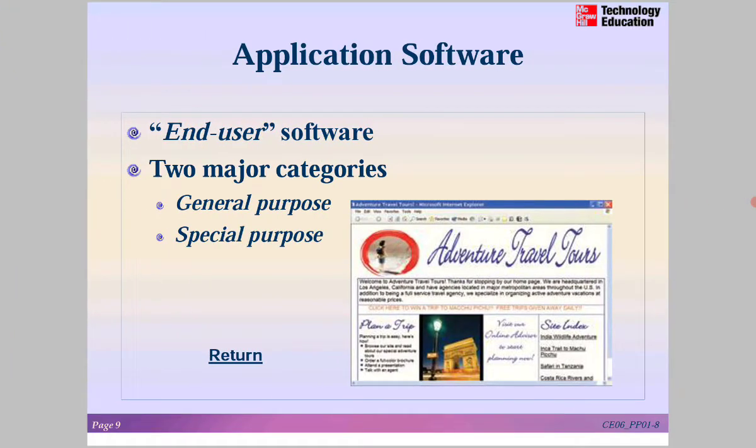Application software. What is application software? These are the end user software or programs generally developed by users by using computers to do some tasks. Examples are Tally, MS Word, like that. Again there are 2 major categories: general purpose software and special purpose software.